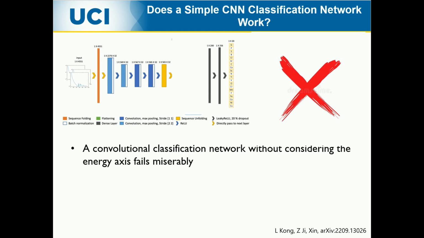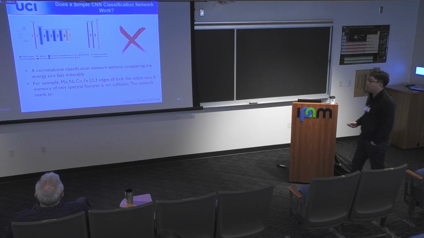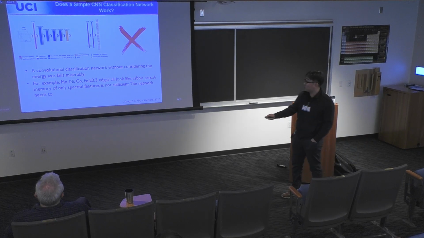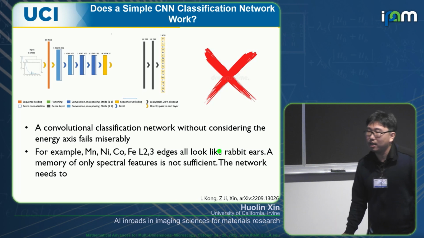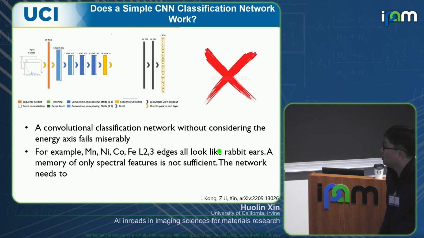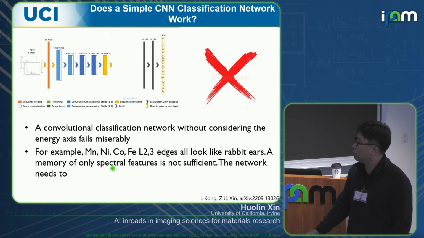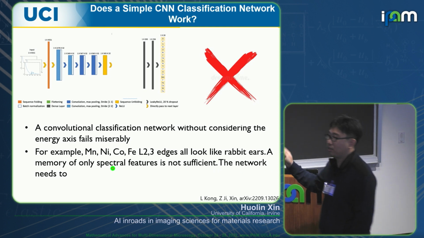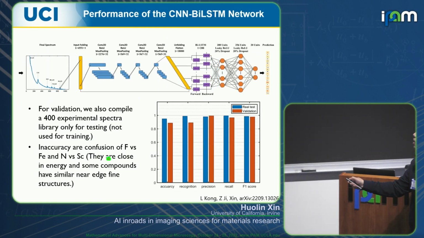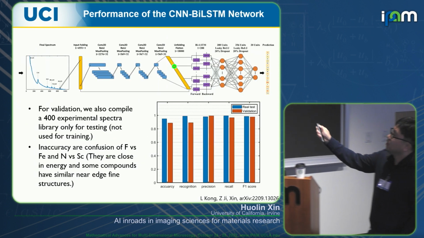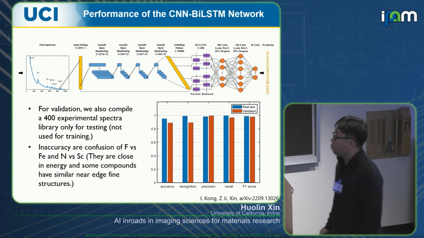So here, a convolutional network without considering the energy actually failed miserably. Just to give you why: manganese, nickel, cobalt, iron, the L23 edges all look like rabbit ears. Memory of only spectral features is not sufficient. The network needs to know where they are, so you need to include the energy axis. Pretty easy: just a long short-term memory network will work pretty well.